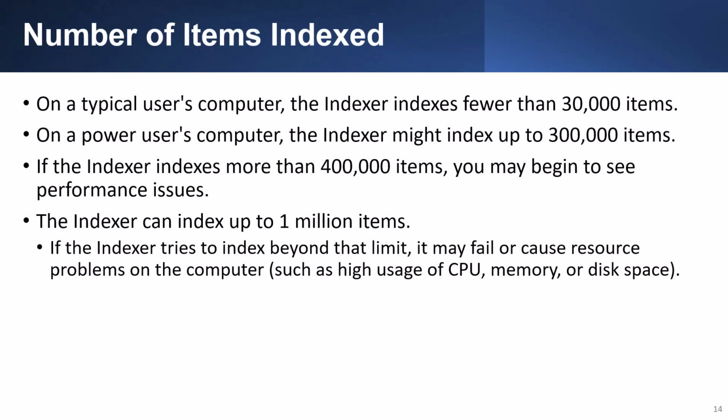On a typical user's computer, the indexer indexes fewer than 30,000 items. On a power user's computer, the indexer might index up to 300,000 items. If the indexer indexes more than 400,000 items, you may begin to see performance issues. The indexer can index up to 1 million items. If the indexer tries to index beyond that limit, it may fail or cause resource problems on the computer, such as high usage of CPU, memory, or disk space.